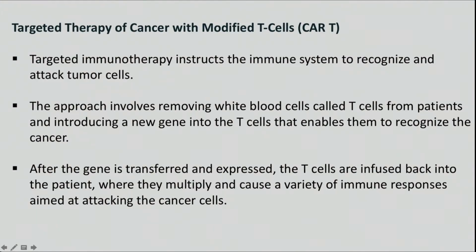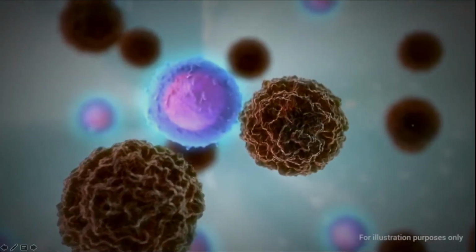Now, many pharmaceutical companies are investigating something called CAR T. This involves removing white blood cells called T cells from patients and introducing a new gene into the T cells that enables them to recognize the cancer. After the gene is transferred and expressed, the T cells are then infused back into the patient where hopefully they start to attack the cancer. And that process looks like this.